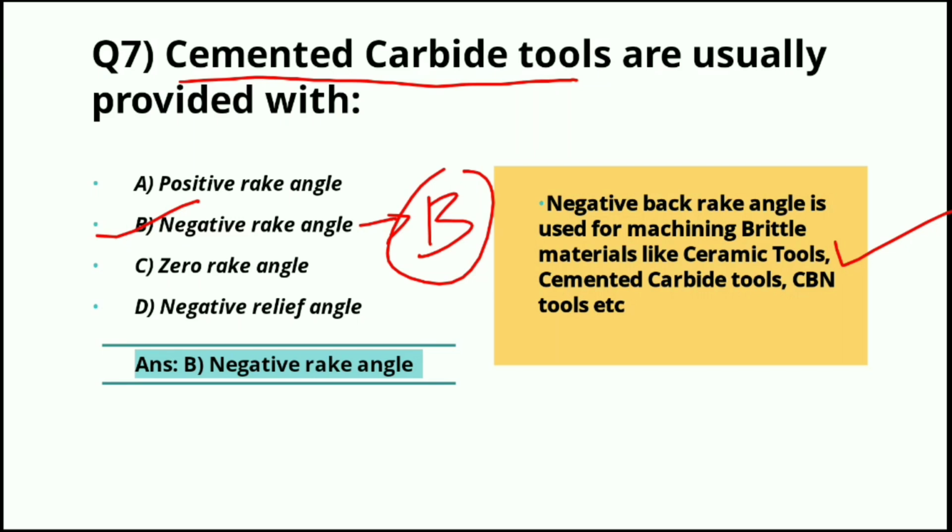Negative rake angle is used for machining brittle materials like ceramic tools, cemented carbide tools, CBN tools, etc. So part B is the right answer. Now we will see our next question.